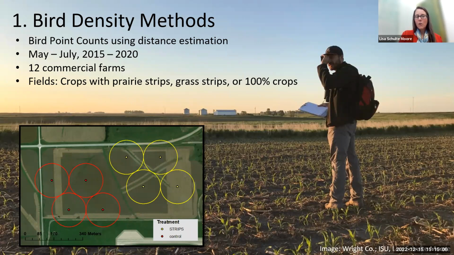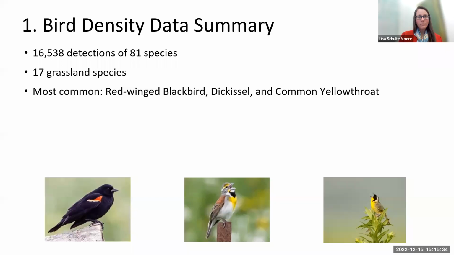We randomly located the initial point on the land within the crop field, and then other locations for the bird point counts were allocated after that initial random point was selected. And so you can see the grid array of sampling that we used in that lower left-hand photograph.